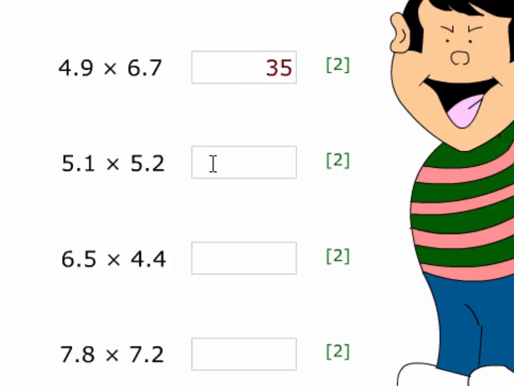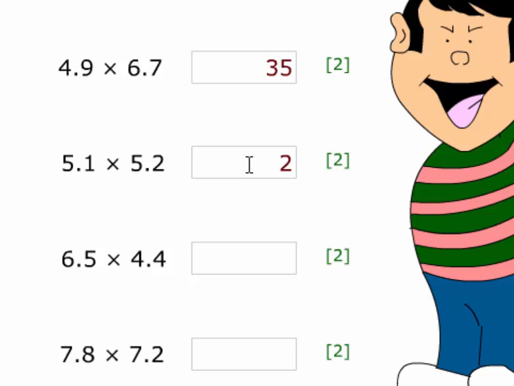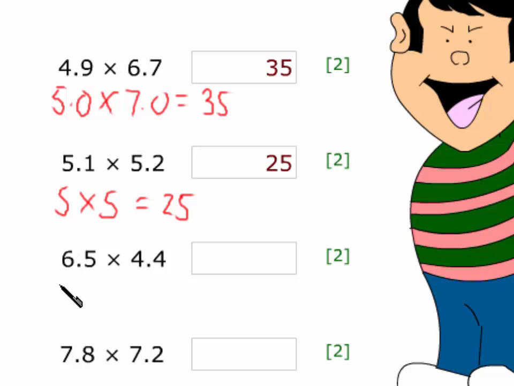What about 5.1 multiplied by 5.2? Well, again, very straightforward. Take 5.1 and make it 5. We'll take the 5.2 and make it 5. 5 times 5 is 25. So the answer is 25. 6.5 times 4.4. Well, I'm going to make the 6.5 7. I'm going to round it up. The 4.4 I'm going to round down to 4. And my times table, 7 times 4 is 28. So the answer is 28.